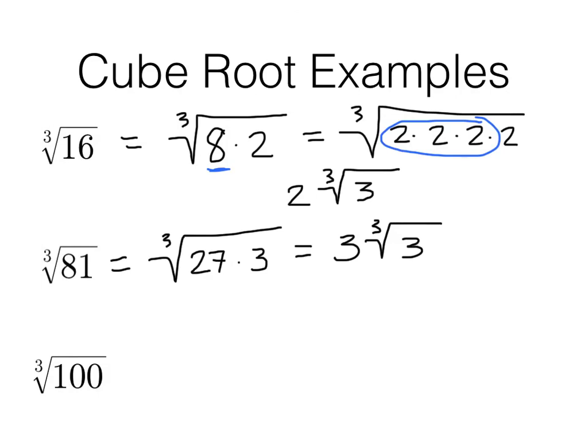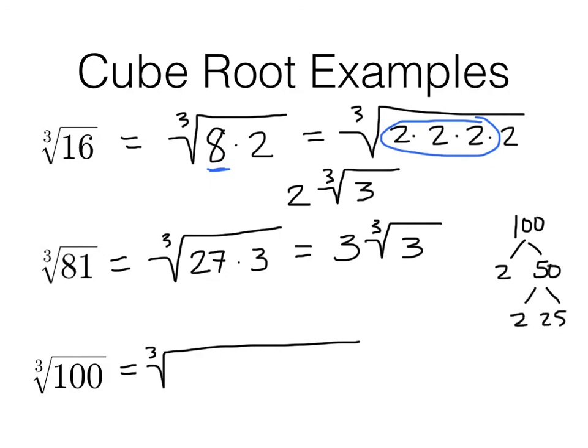But you might not be able to simplify all of them. Let's write this one out by prime factorizing it. So the number 100 is 2 times 50. 50 is 2 times 25. And 25 is 5 times 5. Well, that's 2 times 2 times 5 times 5. No triple factors. So in this problem, it cannot be simplified.